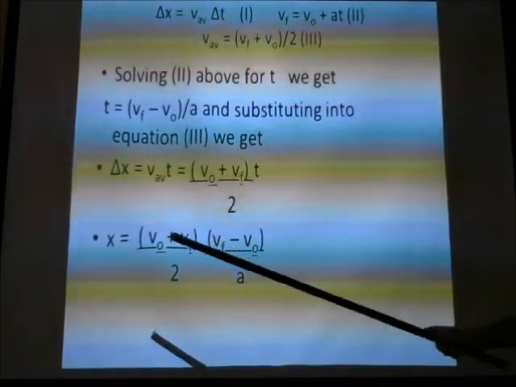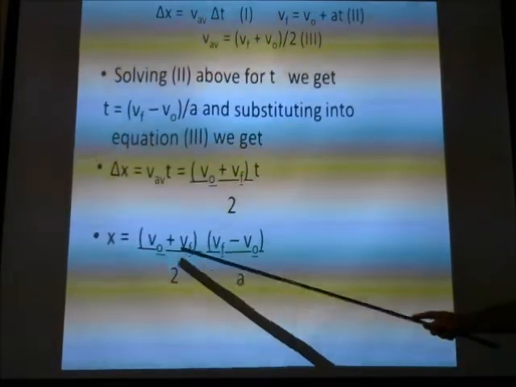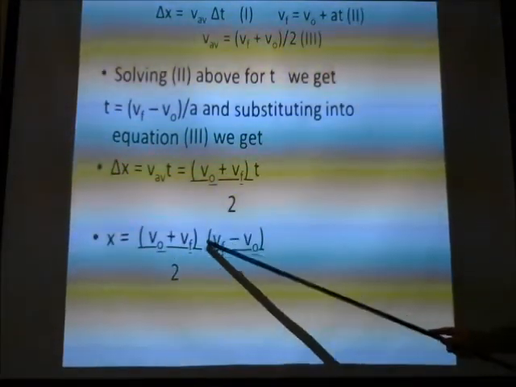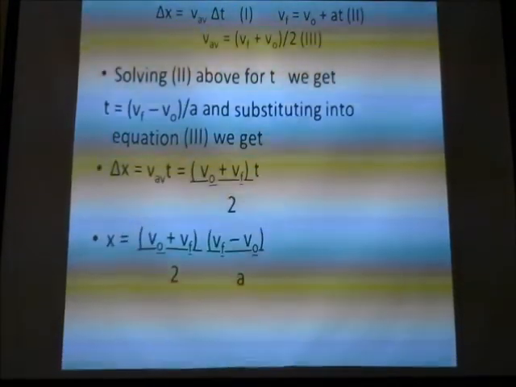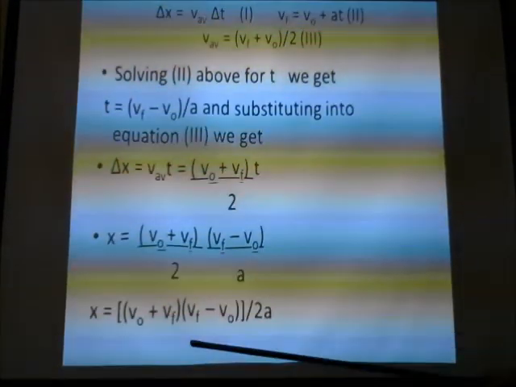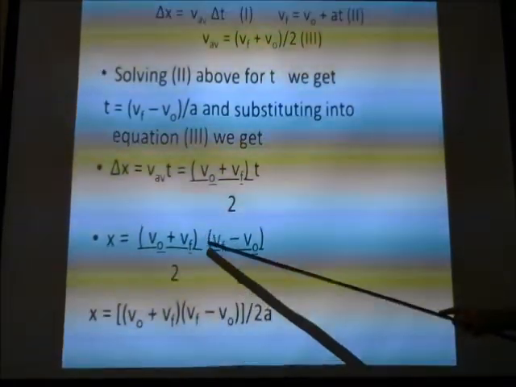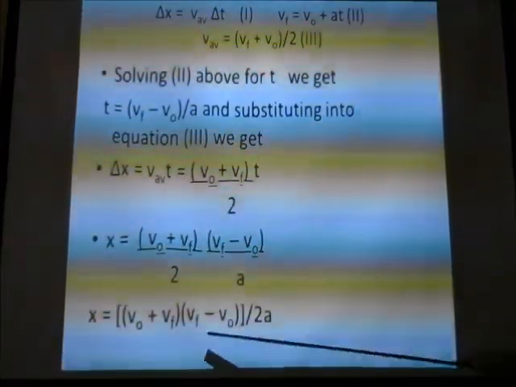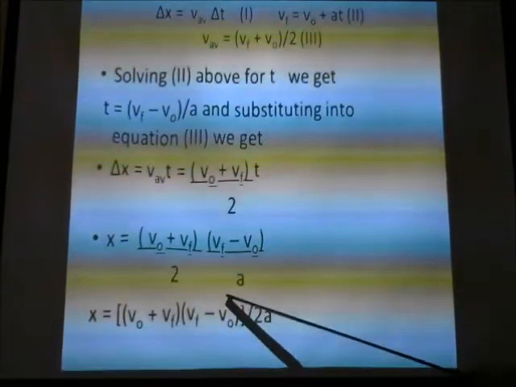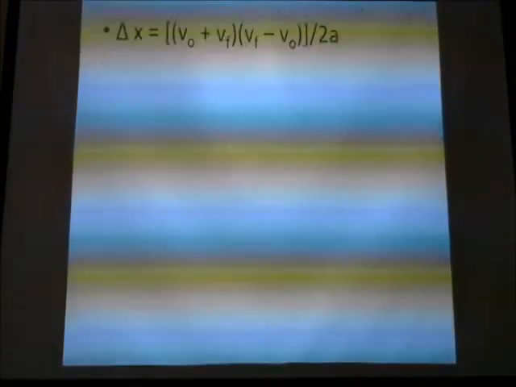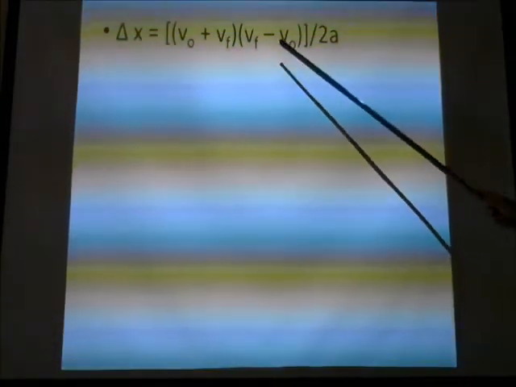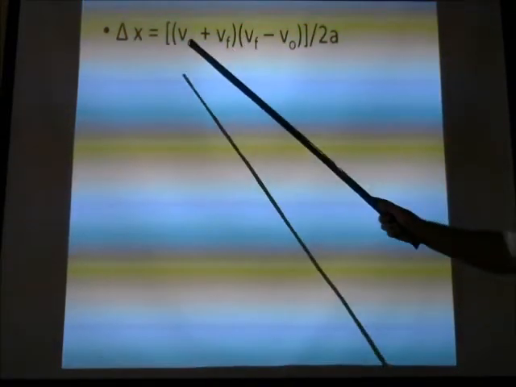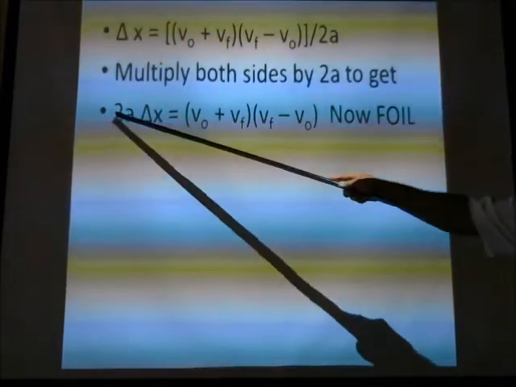And when we do that, we get Vf plus V naught over 2, which is average velocity, times time. Then we're going to multiply those two fractions together to get Vf plus V naught times Vf minus V naught all over 2 times a, which puts us here. We'll continue to the next slide to look at that particular equation. Now, if I multiply both sides of this equation by 2a, the 2a will disappear here and it'll appear on that side as 2a delta x.